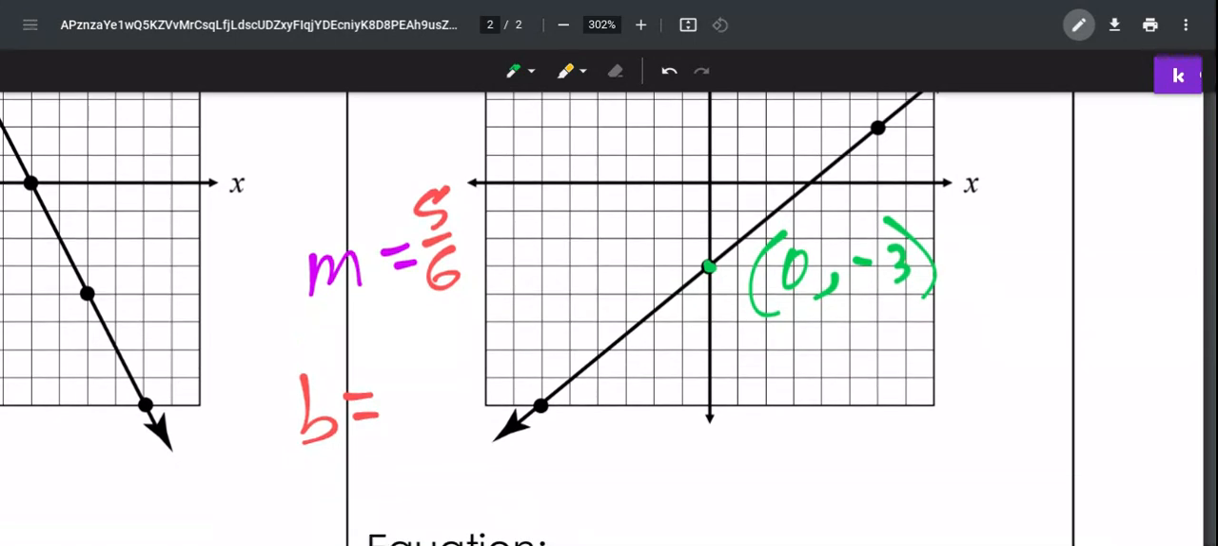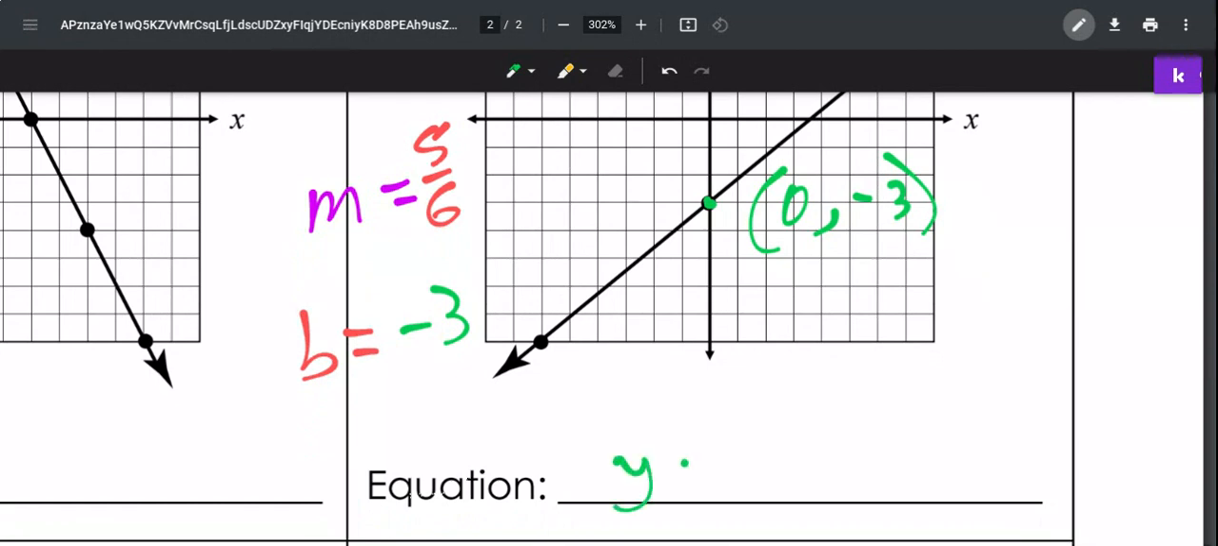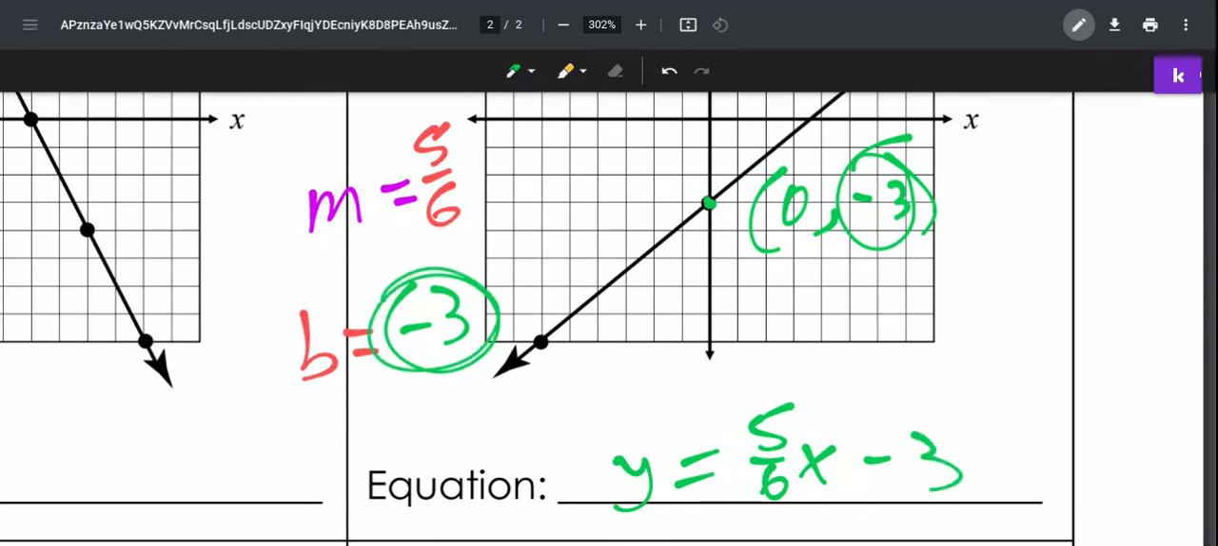So m is 5 over 6, b is negative 3, which means our equation is y equals mx, but instead of m, we plug in 5 over 6, x. Now, instead of plus b, this is a negative number here, so we're going to make this minus 3.